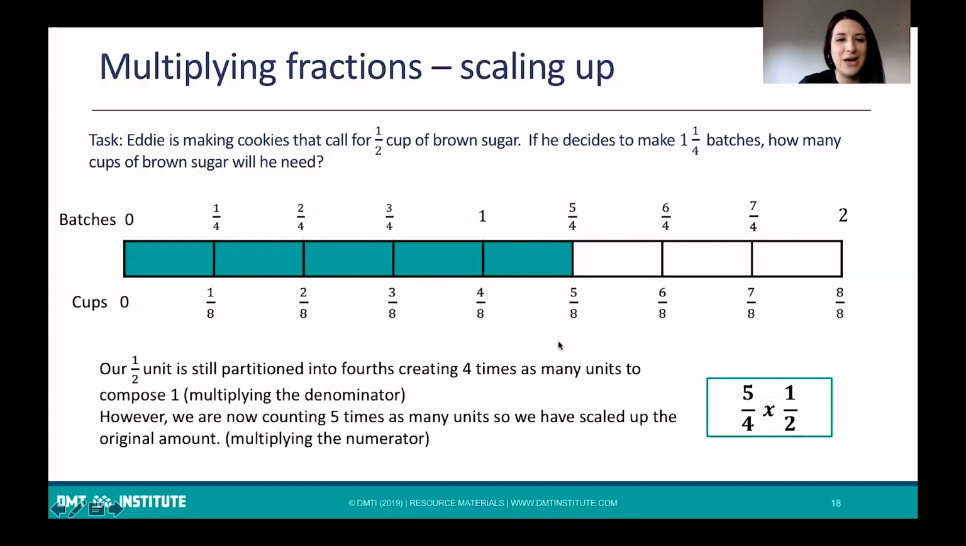One more time looking at the algorithm. This time again, I started with that 1/2, that relationship between 1/2 cup and 1 batch. I still partitioned everything in fourths, which made 4 times as many units to compose 1. But this time, I increased the count by 5. So instead of counting 1, I counted 5 of those units. So I made them 4 times smaller, but then counted 5 of them. So I actually scaled up the original amount. It was at 1/2, and now I've gone beyond that, again because I counted more than what I scaled it down to.